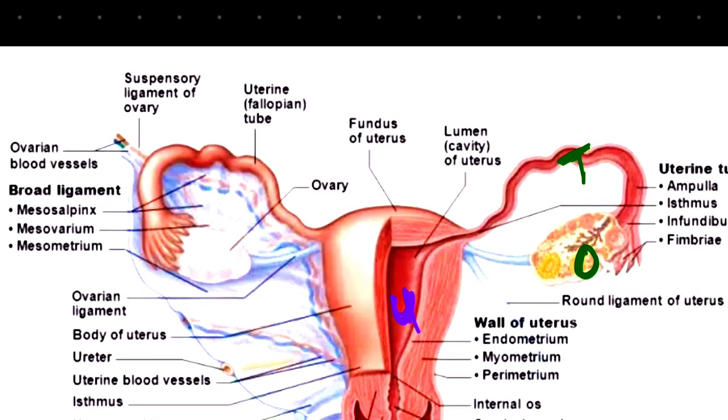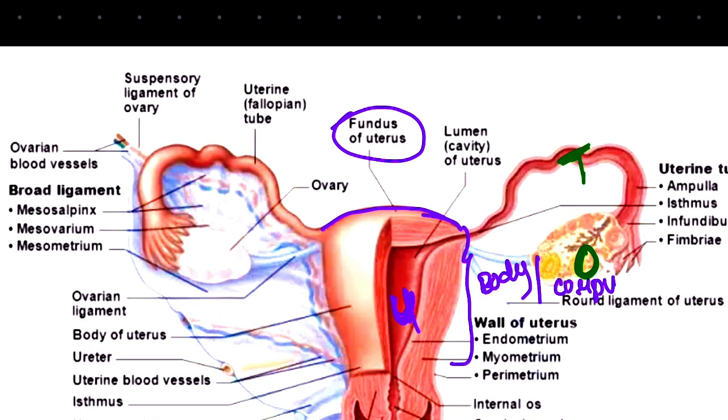In the uterus, this is the topmost region, the fundus. Similarly, this is the body of the uterus, which is also called the corpus. The lower region is the cervix.